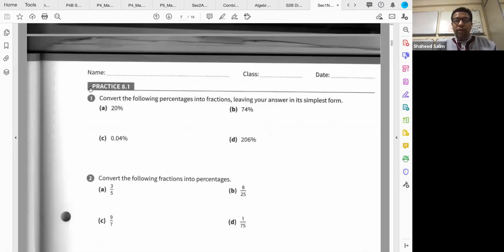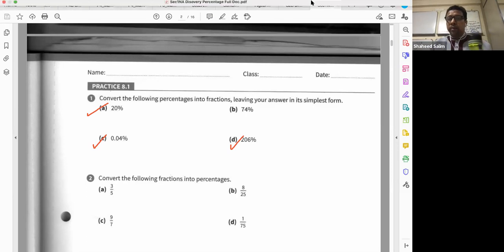Okay, can you try now? We convert now into percentages. Simplest form, use your calculator. All right, no problem. We try question A, D, C. You cannot have a decimal. We want to change to a fraction. You can use the fraction calculator.